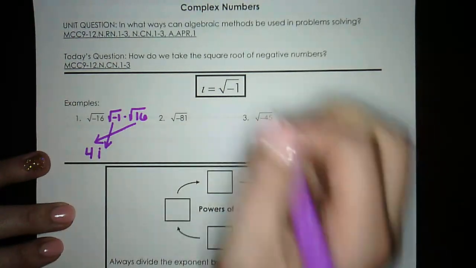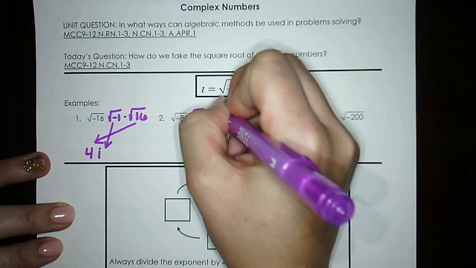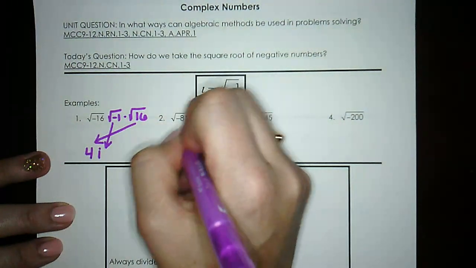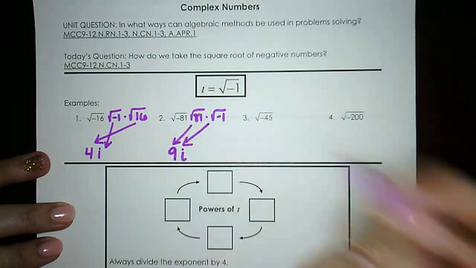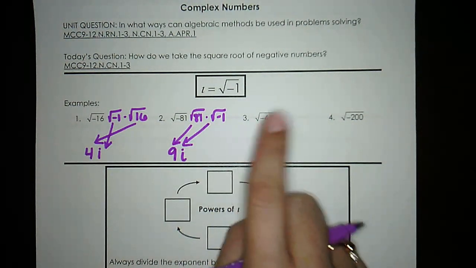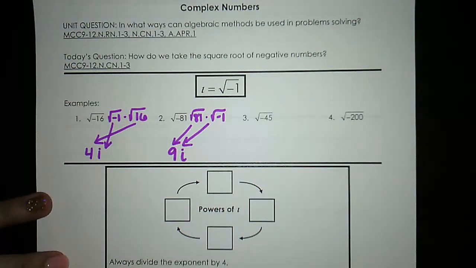So let's look at this one. We have square root of 81 and the square root of -1. The square root of 81 is 9. Square root of -1 is i. Then it gets to be a little bit more complicated when they're not perfect squares. So we're still going to break them apart to make this easier.